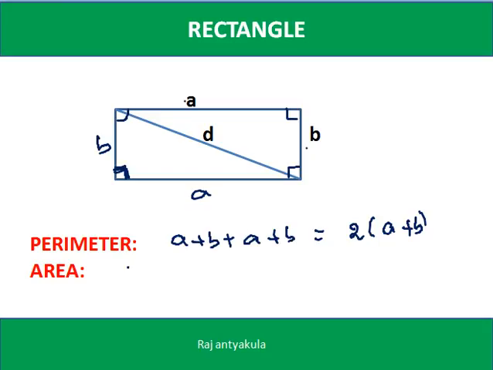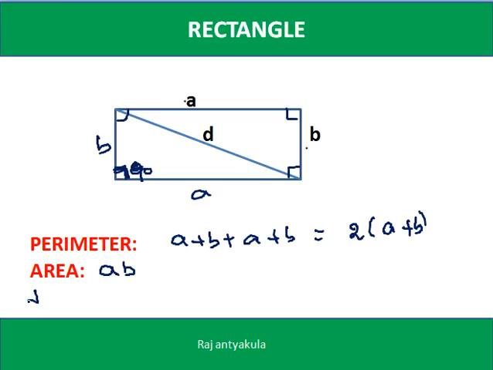Area of a rectangle. Area of a rectangle is simply A into B. Actually AB sine theta, here this value is 90. Sine 90 value is 1. So area of a rectangle is AB.